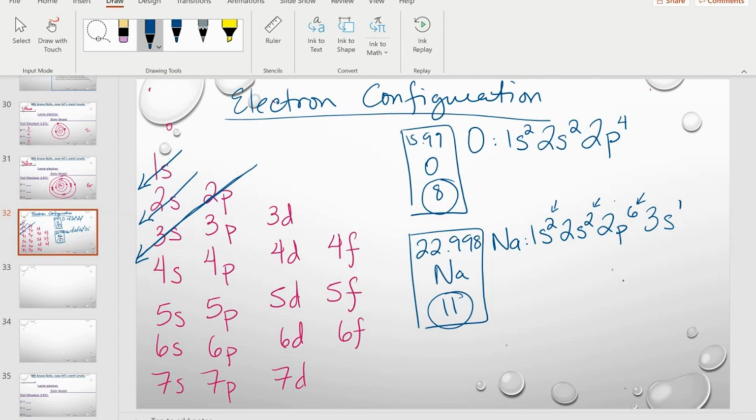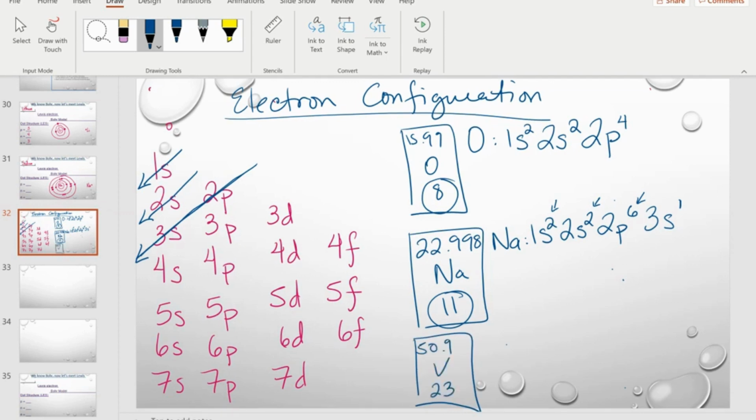Okay, now, one more complex one to test out. Let's try a pretty challenging one. Let's try vanadium, which is 23. So vanadium has 23 electrons. So what we're going to do is we're going to have to work all the way through. So we're going to do 1s2, because we're going to start at the top again. So it's 2 electrons. We're going to have 2s2. That's our next one. Then we're going to go 2p.